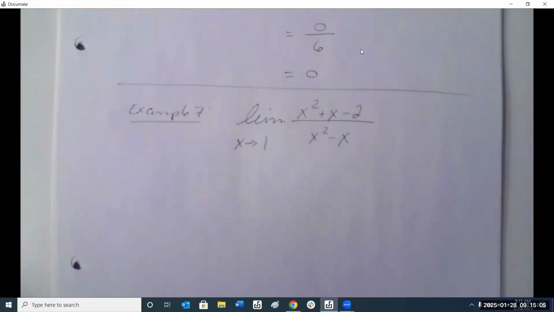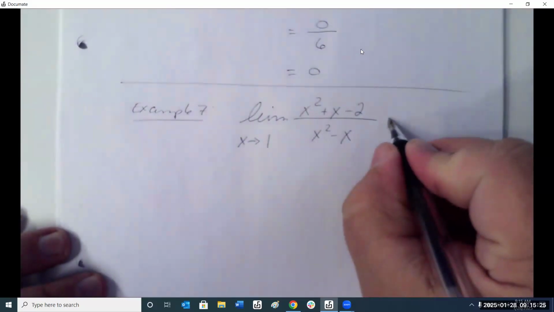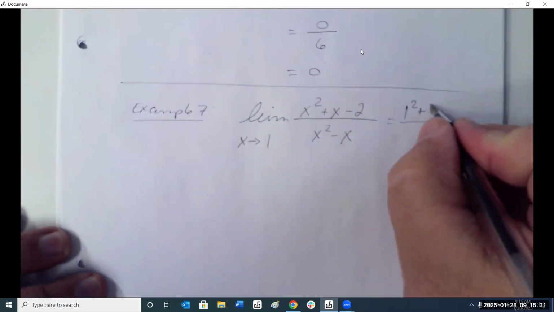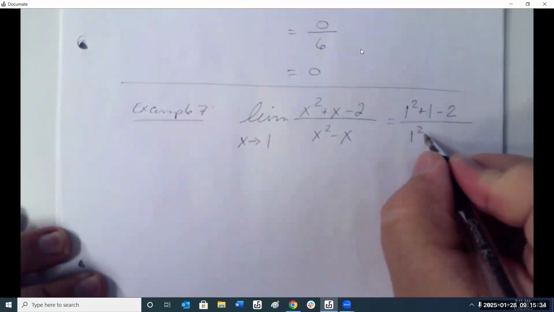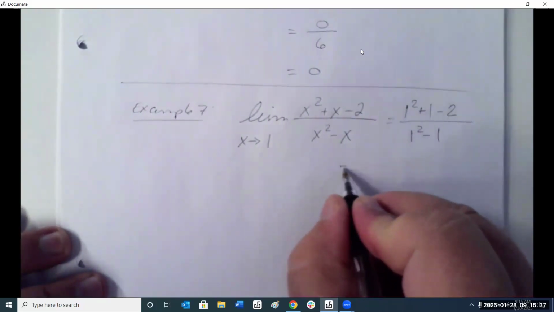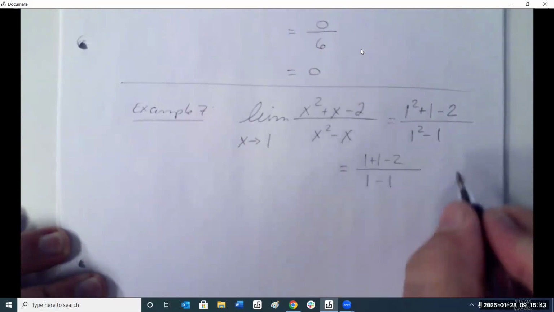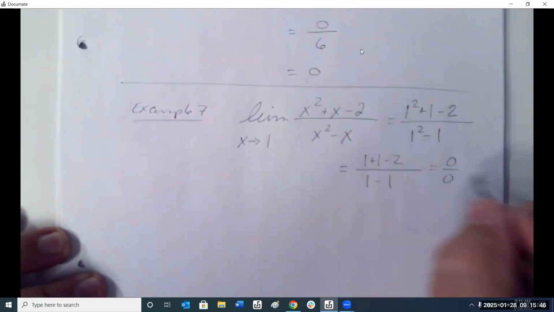Because remember, theorem 3, the rational theorem, said if you have a limit of a fraction, p of x over q of x, q of x cannot equal 0. But what happens here? If you have a 0 in the denominator, what do you do? The first thing you want to do is plug in numbers. 1 squared plus 1 minus 2, 1 squared minus 1. 1 plus 1 minus 2, 1 minus 1, 0 over 0.